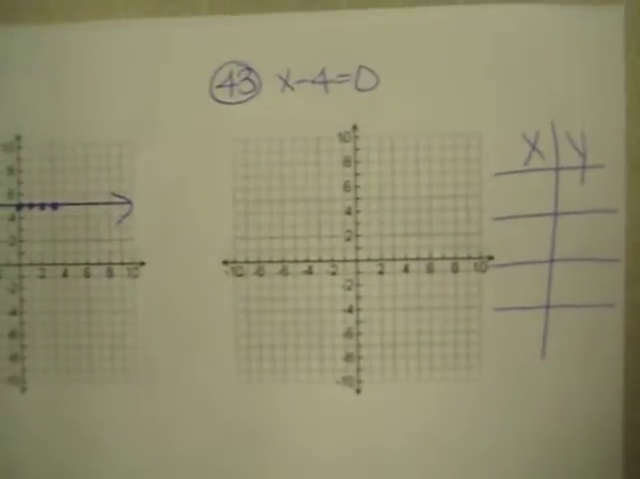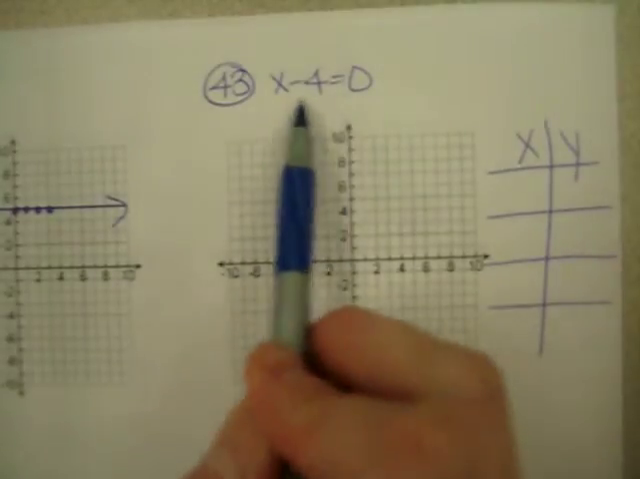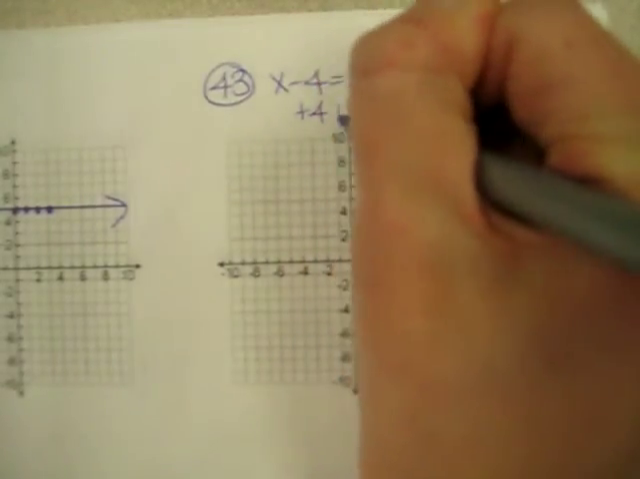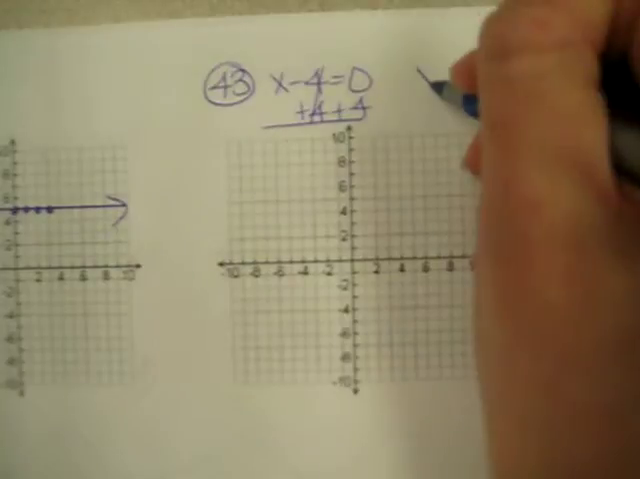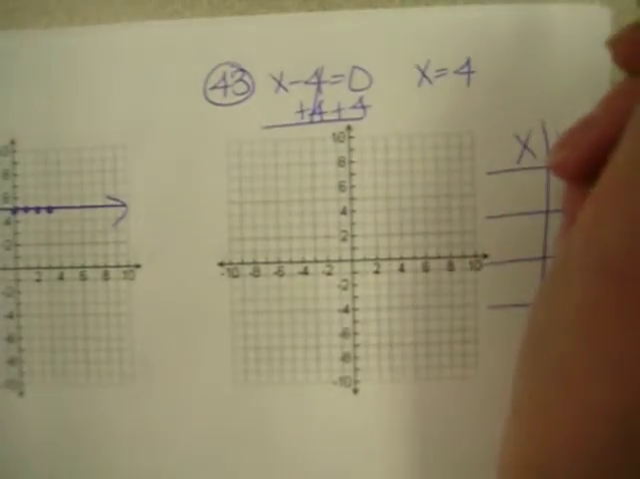Let's look at number 43. Now 43, I don't have it in the form I want. So I'm going to add 4 to both sides. So I rewrite the equation as x equals positive 4.